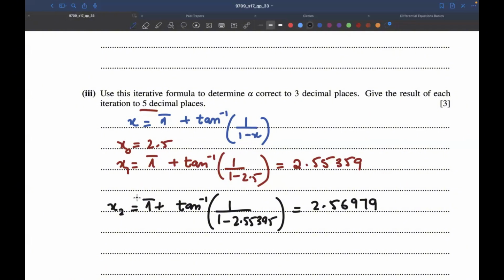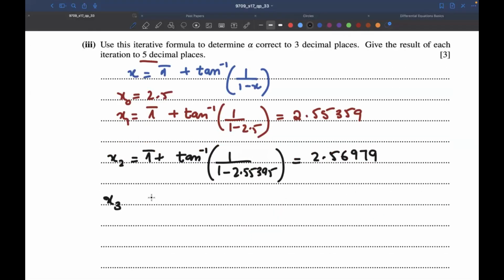And now using the same value to find the next value, we get 1 divided by 1 minus 2.56979, tan inverse of answer, and then we again add pi to the answer, and now we are getting 2.57439. And then the next value will be 1 minus this answer, then we divide by 1, then shift tan inverse, and then adding pi to it, we are getting 2.575716. So in place of 1, we can write 2 over here.